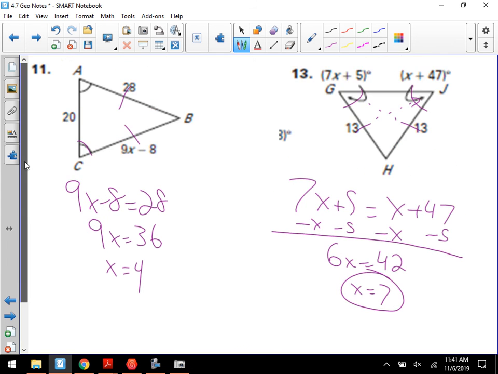Now remember, sometimes it might ask you to solve for x, it might ask you to solve for the angle. It just depends on the problem. It might even ask you to figure out what angle h is. So if it asks you to figure out what angle h is, what would you do with that 7? You'd figure out the other two. So if I did that, what's 7 times 7? 49. Add 5 to it, what do you get? So it'd be 54. 7x plus 5 is 54, and x plus 47 is 54. What's 54 and 54? How many degrees are left to get you to 180? 72. Very good.